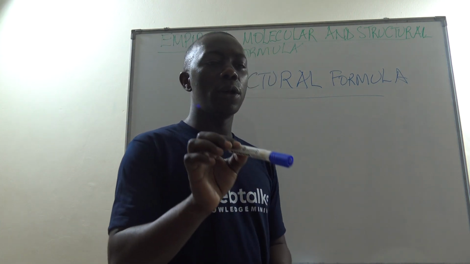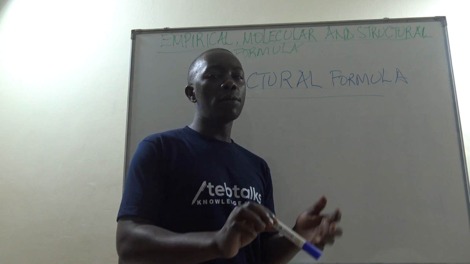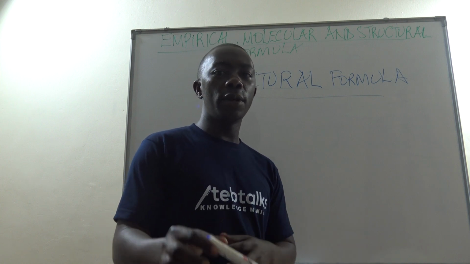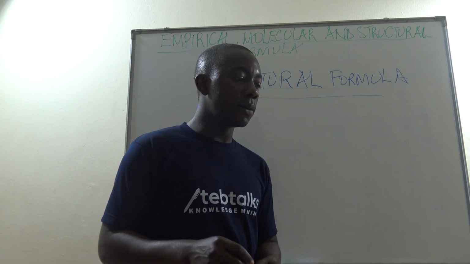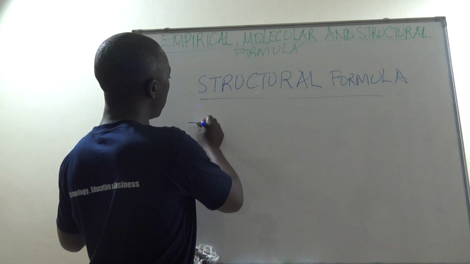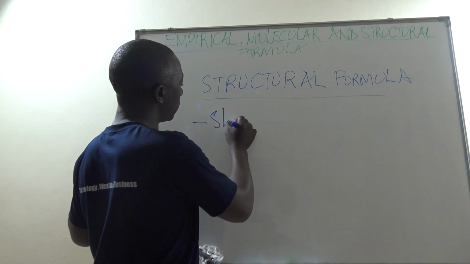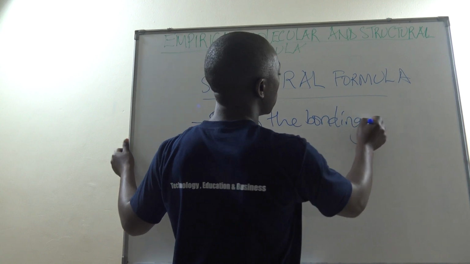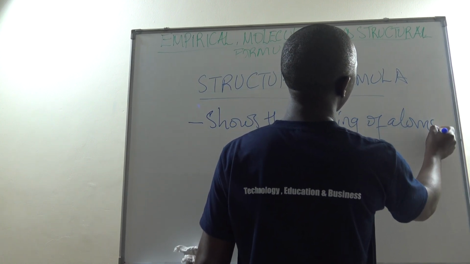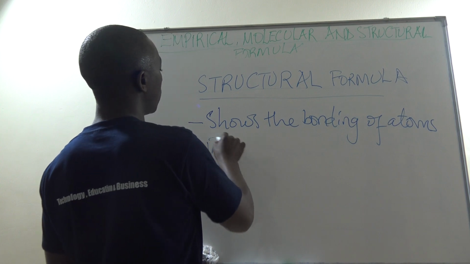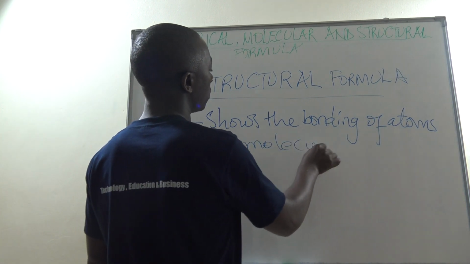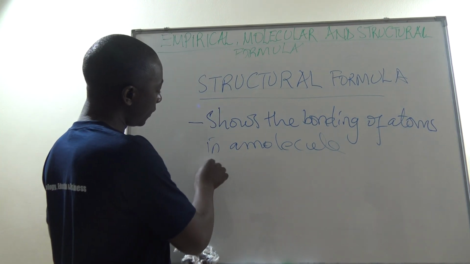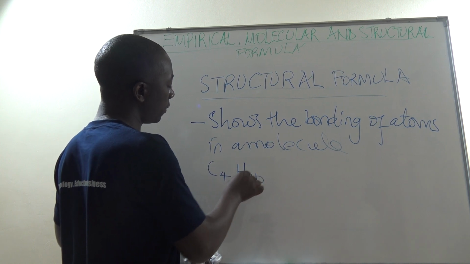But then structural looks at this total number of atoms, how are they bonded one to another? Are they bonded 1 to 1? Are they bonded 3 to 3? Exactly how are they bonded? So in other words, structural formula shows the bonding of atoms in a molecule. Just like we said, our case study is C4H10, which we are calling butane.